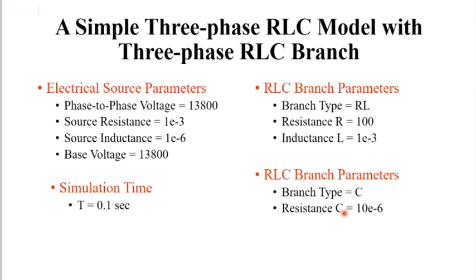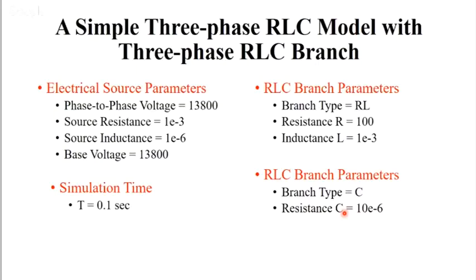this circuit. The electrical source parameters: the voltage we have taken is 13,800 volts, or 13.8 kilovolts. The source resistance, that means the resistance present in our electrical source, is 1e-3, that is 0.001 ohms. Similarly, the source inductance is 1e-6, and the base voltage is again 13,800. These are the parameters that we have to feed in our model. And the simulation time is 0.1 second.